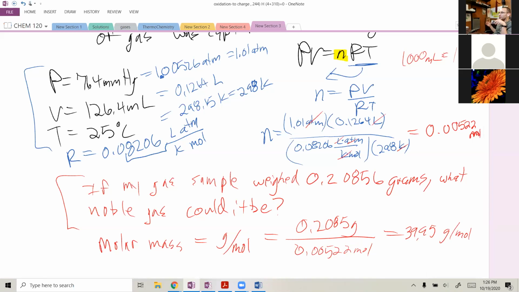It's a pirate's favorite noble gas. It's argon. And so that's what we're looking for, right?